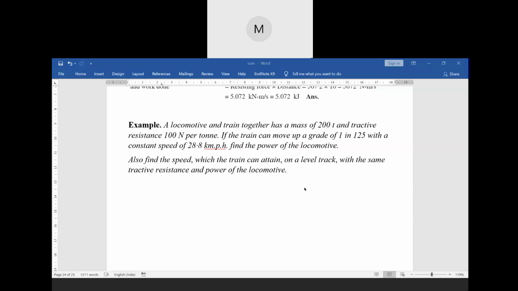Now look, first of all it is given mass and tractive resistance. Can anyone say what will be the total tractive resistance? 20,000. Very good. What about others? Can anyone say?